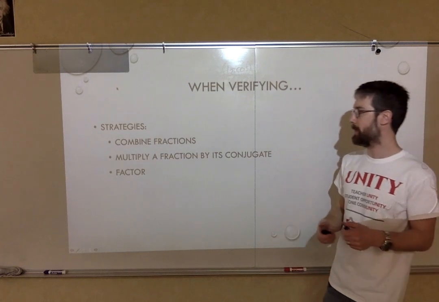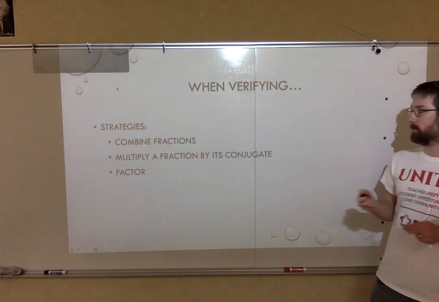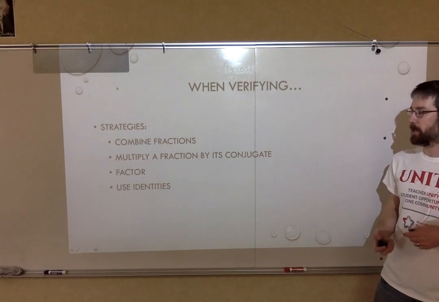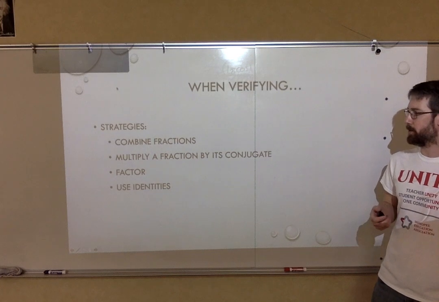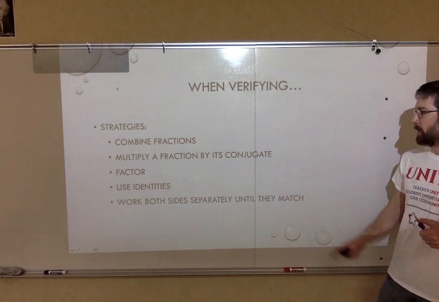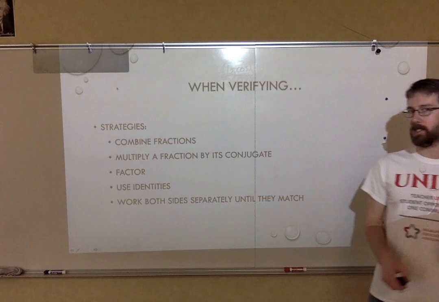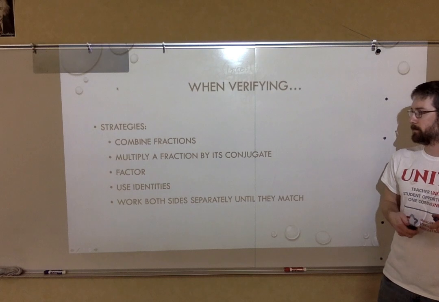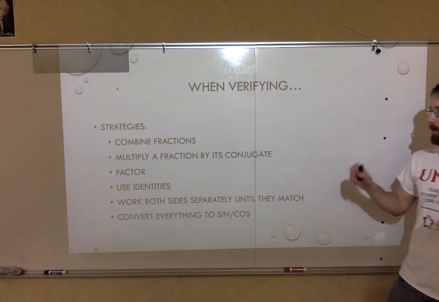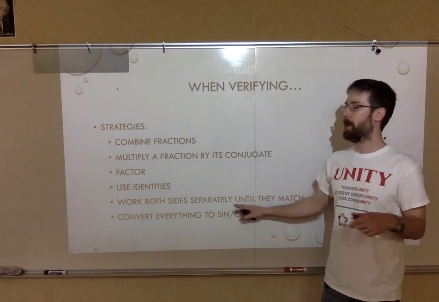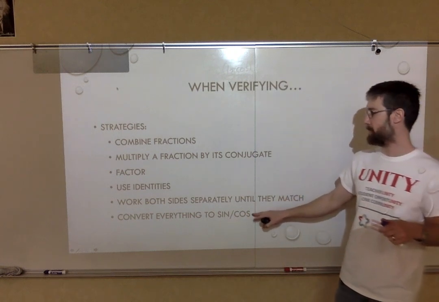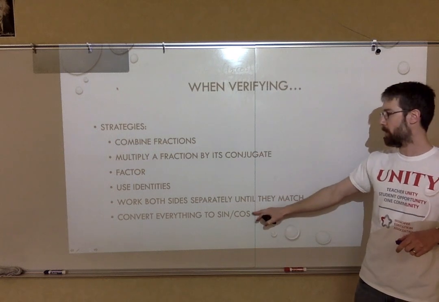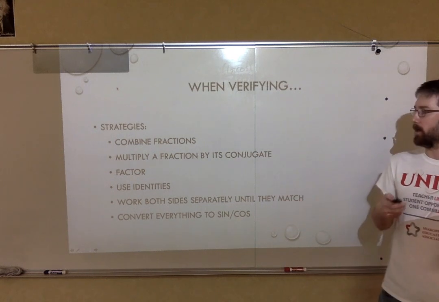Factoring, we did a little of that in 5.1. That's going to be a pretty common one. Using the identities, that's going to be pretty much every single one. Reciprocal, quotient, Pythagorean identities. Working both sides separately until they match. I'm going to talk more about this in the first example. And converting everything to sine and cosine. This is sort of a fail-safe. It's something we lean on. It doesn't work every time, but if you've got no other idea what to do, converting to sine and cosine can be a good strategy.